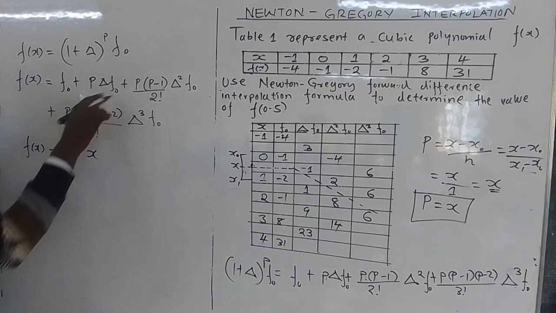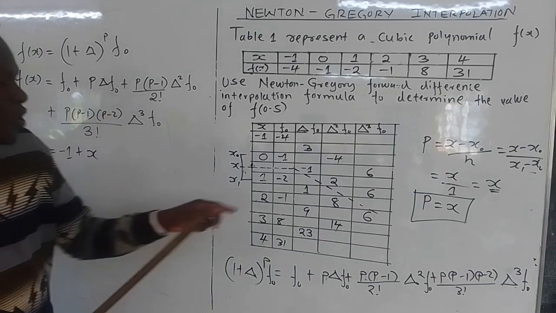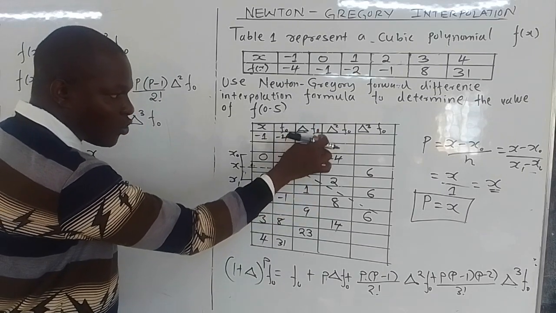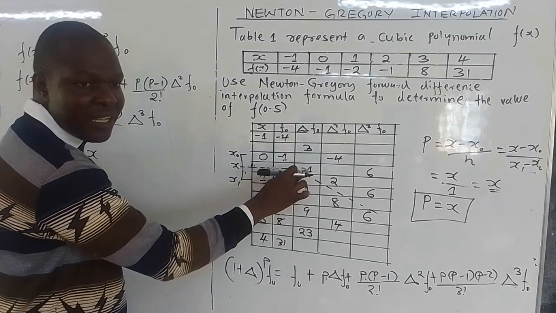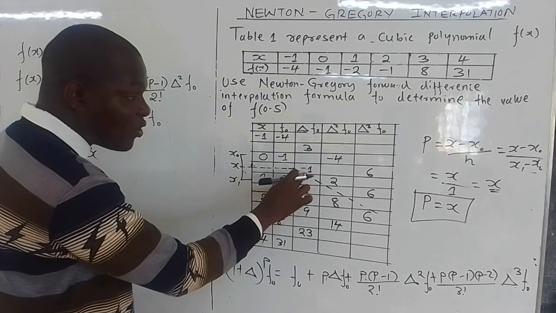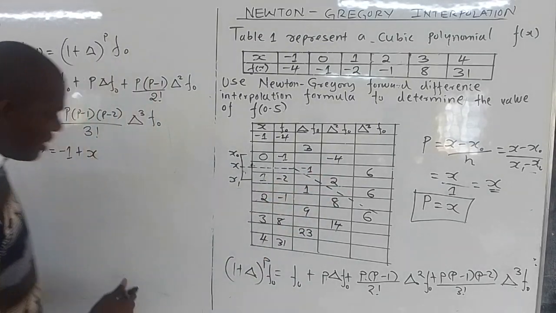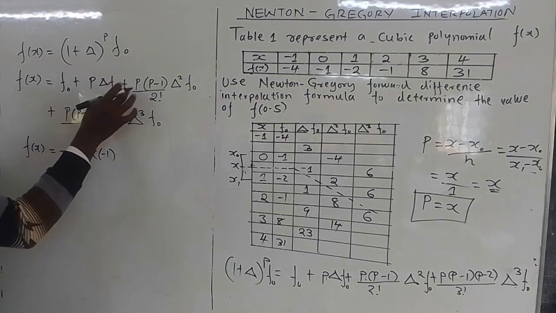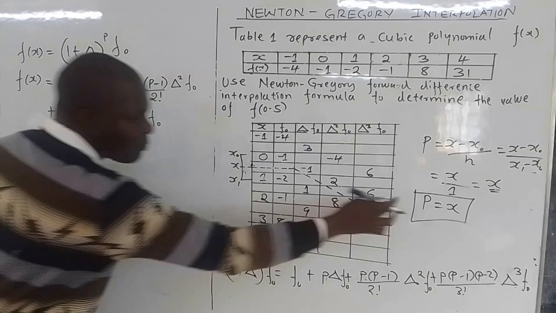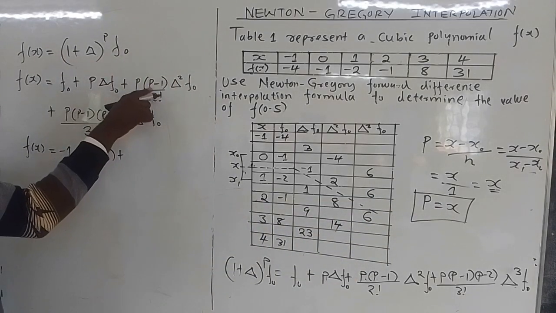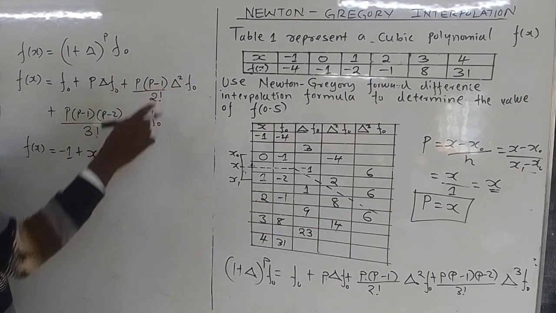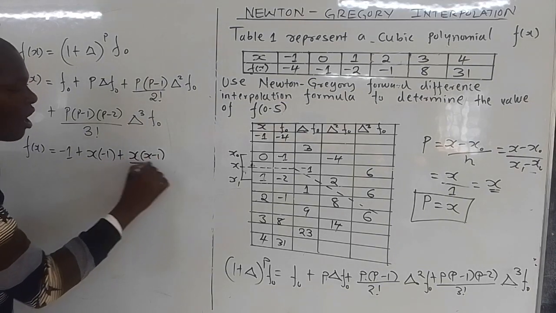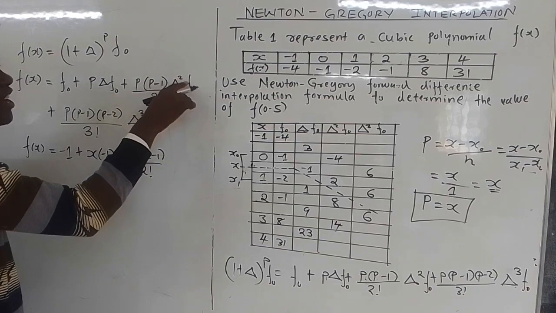Then what is your definite difference? Delta F naught. Your line is what is guiding you. Delta F naught is here. So you move up to where your line is reaching. It is below the line, on top of the line is negative -1. So it means this is times -1. I'm done there, isn't it? Then plus, what is your P? So this is x into x minus 1, isn't it? Are we together? X into x minus 1 over 2 factorial, then delta squared f naught.